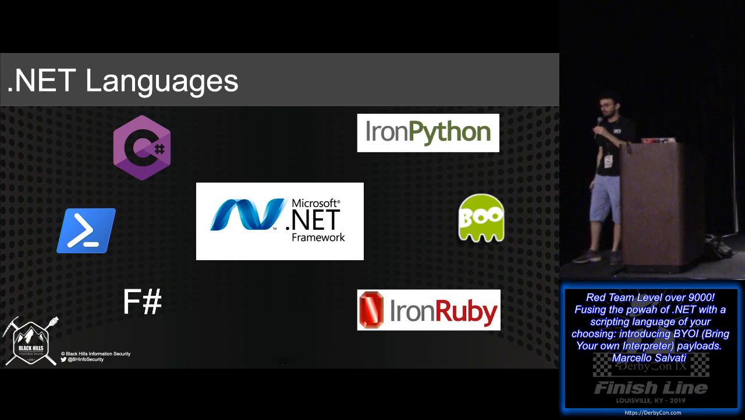What that also means is that, because of that, these languages are all interoperable with each other, okay? So the .NET framework is basically the underlying thing that ties all of these languages together. So if you can do it in IronPython, you can do it in PowerShell. If you can do it in PowerShell, you can do it in IronRuby, and so on and so forth. And they all have native access to .NET APIs.